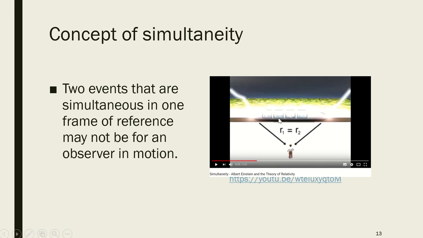So the person on the train, they actually saw the lightning strike the front of the train first, and it got to them quicker, whereas the train was moving away from the back strike, and they observed it as taking longer to reach them. And that's perfectly fine. So that's the concept of simultaneity. Two events that are simultaneous for one observer may not be for an observer in motion.